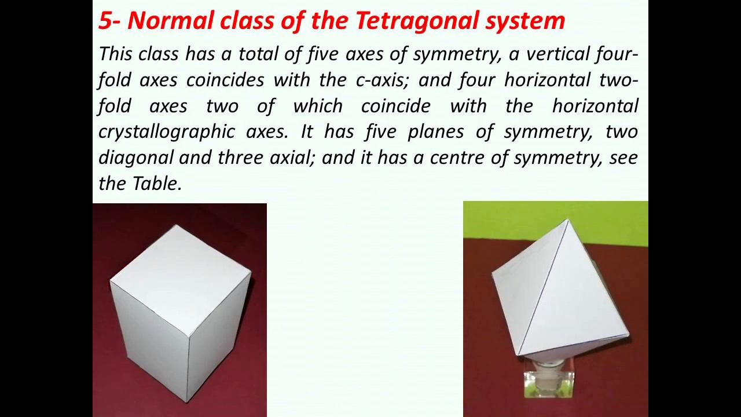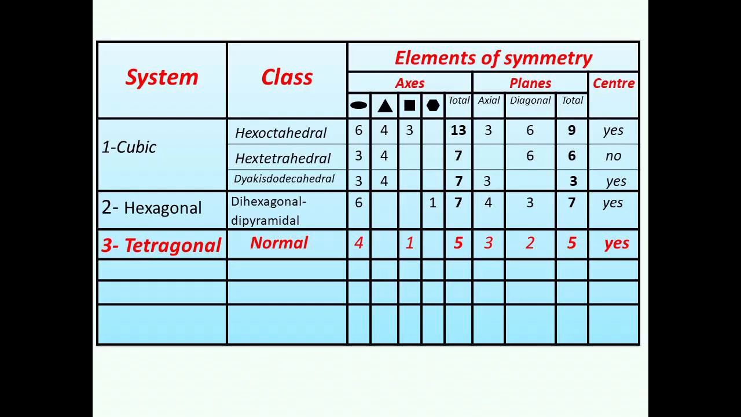5. Normal class of the tetragonal system. This class has a total of 5 axes of symmetry. A vertical 4-fold axis coincides with the c-axis and 4 horizontal 2-fold axes, 2 of which coincide with the horizontal crystallographic axis. It has 5 planes of symmetry, 2 diagonal and 3 axial, and it has a center of symmetry.